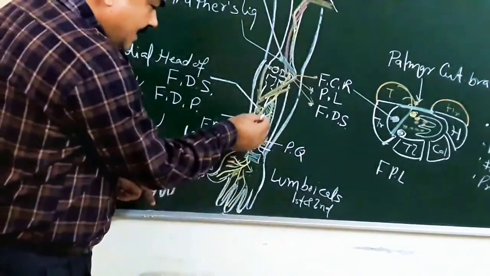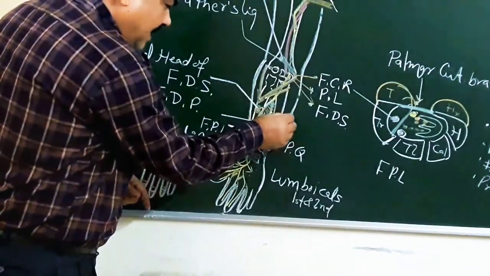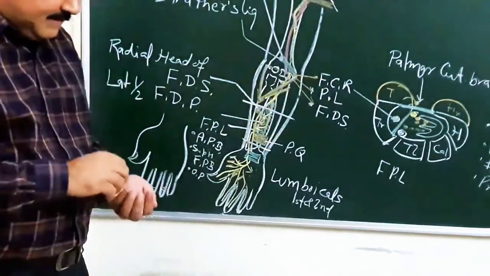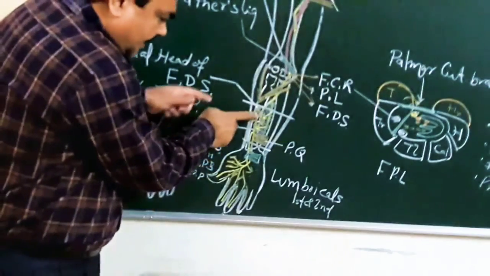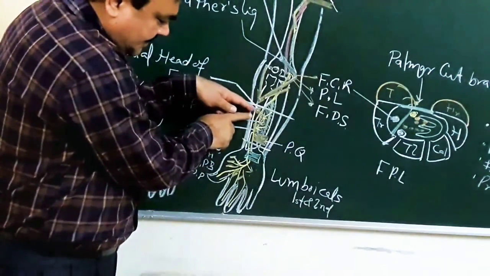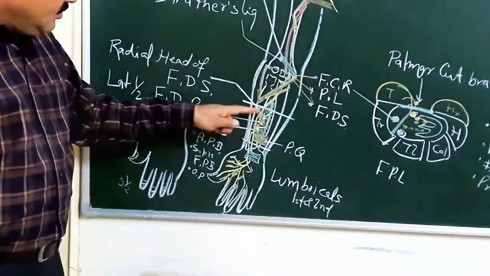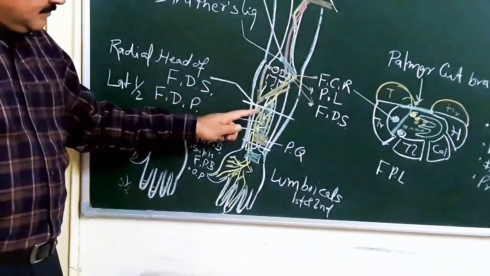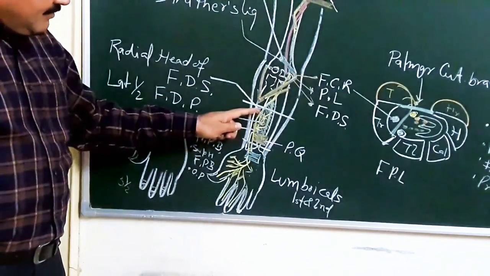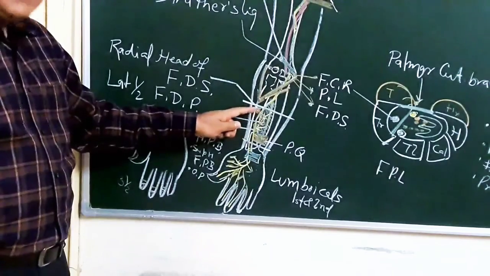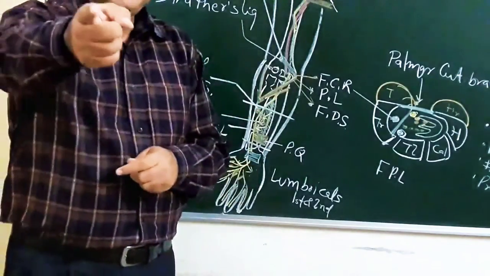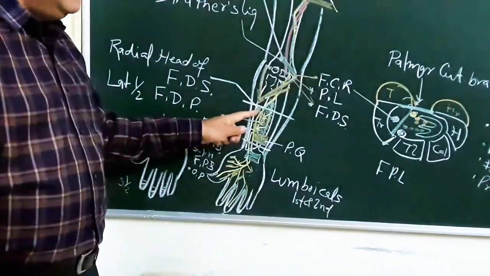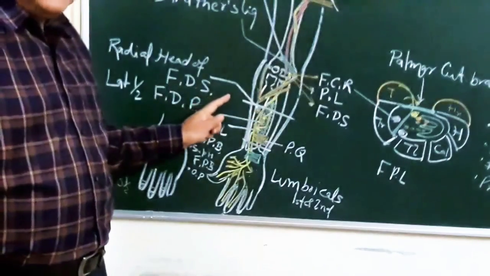Another thing, if there is a lesion at the middle of the forearm, at this level, then what happens? Here, at this position, a branch of the median nerve goes to the radial head of the flexor digitorum superficialis, and this radial head gives the tendon to the index finger. So the tendon for the index finger arises from here of the flexor digitorum superficialis.